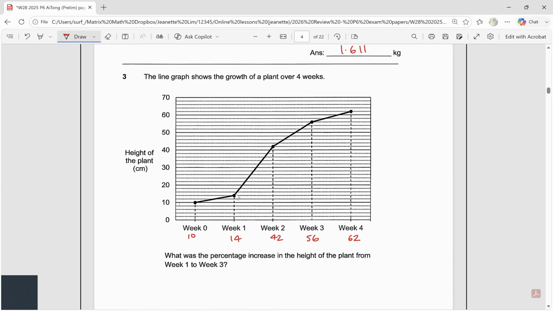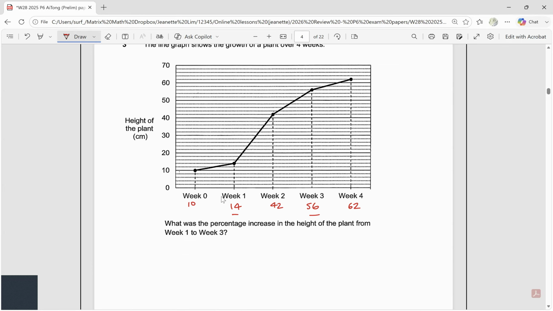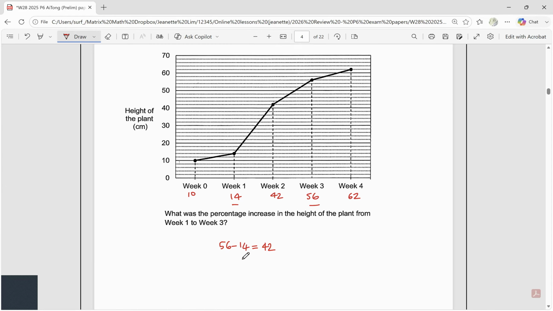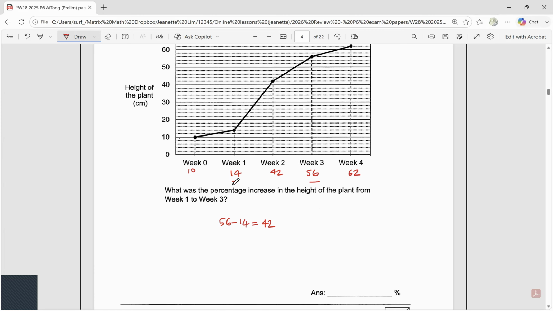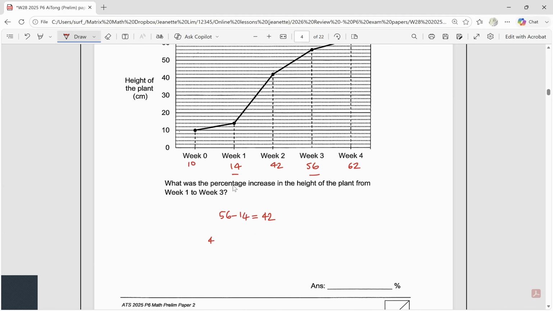You want to find percentage increase from week 1 to week 3. This is 14 to 56. Increase over original times 100%. So your increase is 56 minus 14, which is 42. 42 over original, over 14. Don't put it over 56. It's always the increase over the original number. Then times 100%. This will give us 300%.